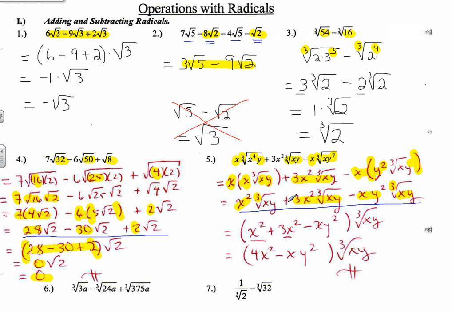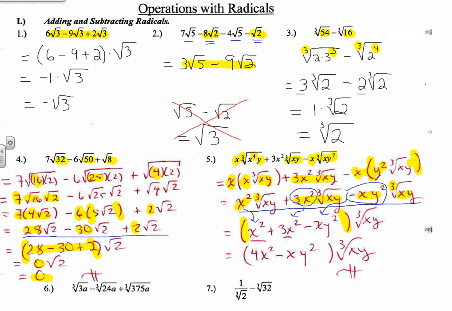Now inspecting these three radicals right here, notice again that each one of them has the same radicand of xy, xy, xy, and the indices are all 3. So these are all like radicals. Use a set of parentheses and put all the coefficients. This x squared comes down right here. This 3x squared comes down right here. And then finally, this negative xy squared comes down right in here inside the parentheses. All of these being multiplied by the common radical cube root of xy.